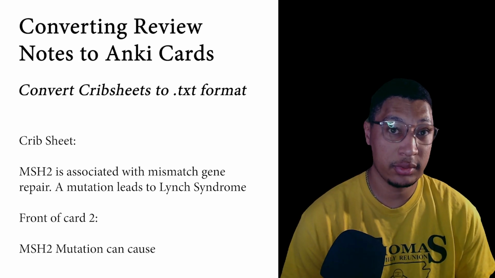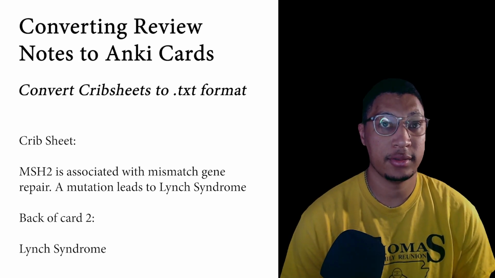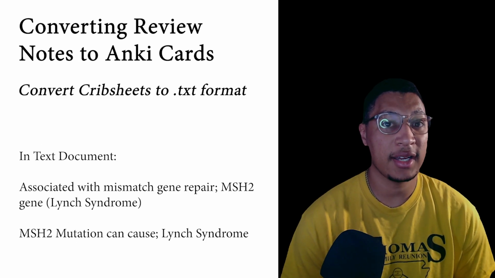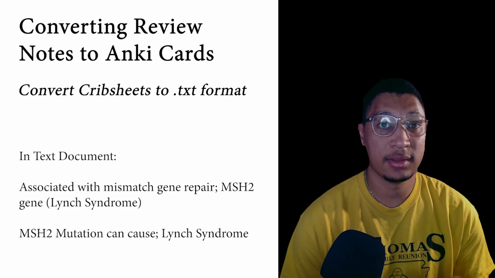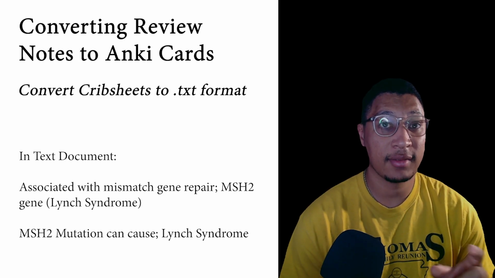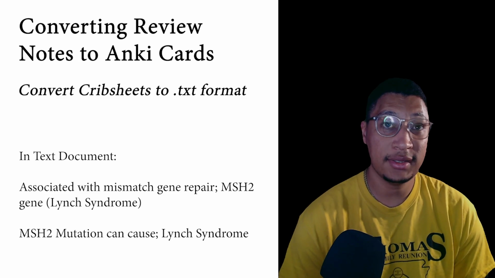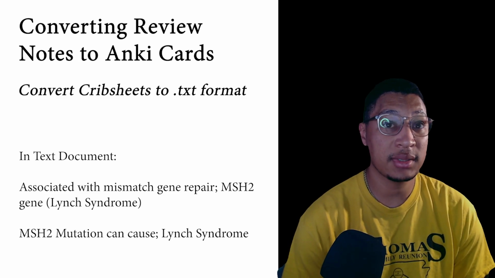The front of card 2 would be MSH2 mutation can cause, and the back of card 2 would be Lynch syndrome. And so in the text document, I would have associated with mismatched gene repair, a semicolon, and then MSH2 gene Lynch syndrome. The second line would be MSH2 mutation can cause, a semicolon, and then Lynch syndrome. So in this example, you'll see how to create two different cards from a single text document.